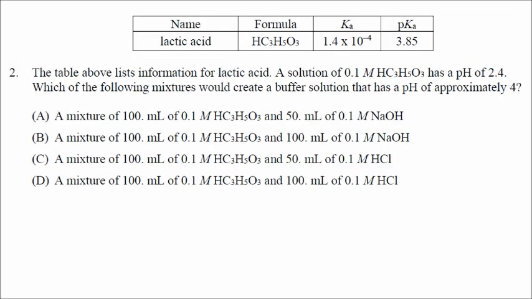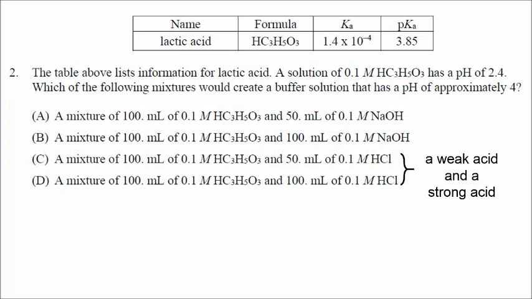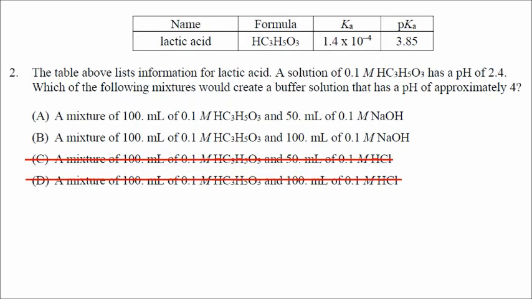In number 2, we are given some information about lactic acid, which is a weak acid, and we're trying to figure out which of the following mixtures would make a buffer solution. Now, a buffer solution should contain a weak acid and its conjugate base. So for a weak acid and the conjugate base, we're looking for a mixture of both lactic acid and the lactate ion. So the problem with choices C and D is that they are a mixture of a weak acid and a strong acid. That's not going to create a buffer. So the answer is either A or B.